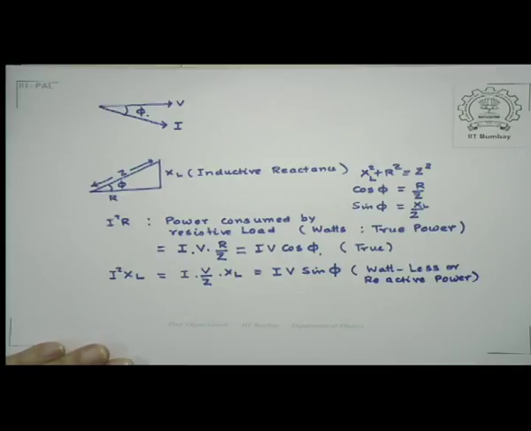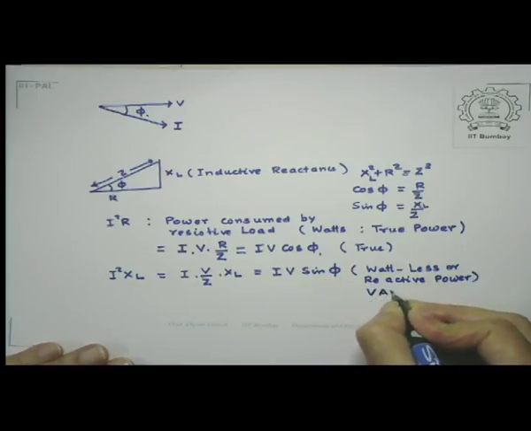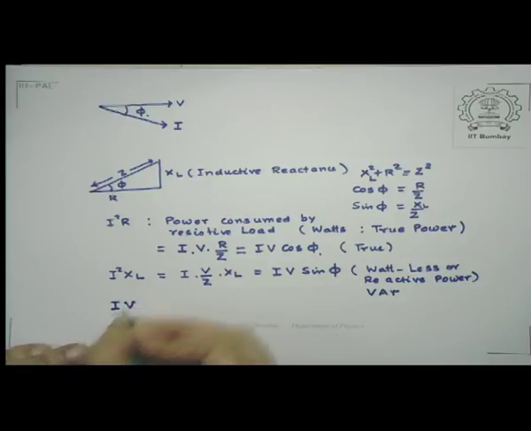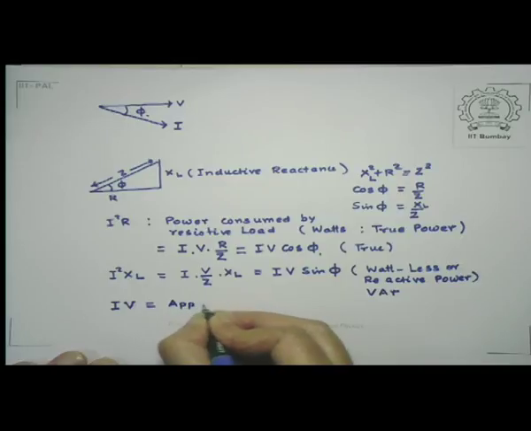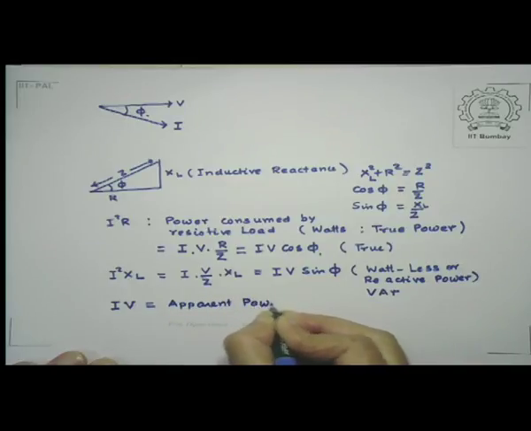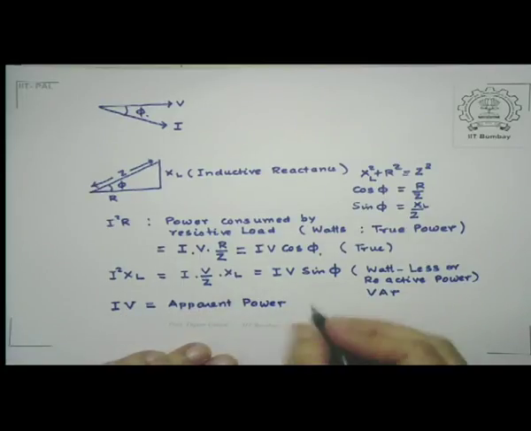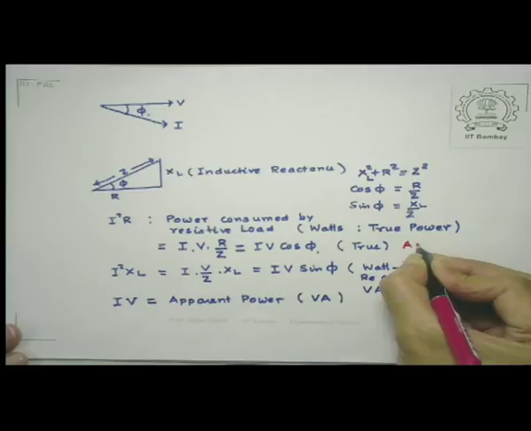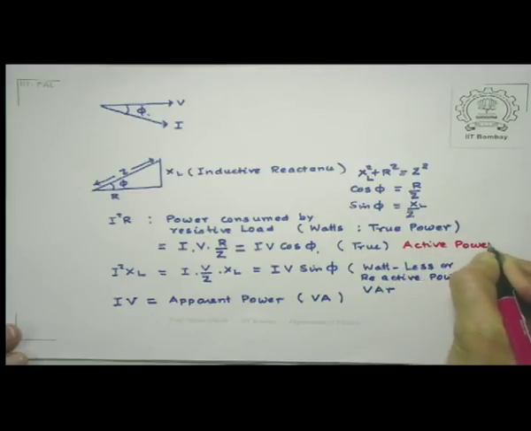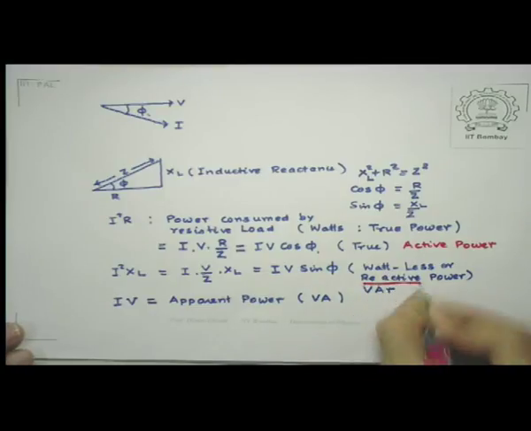Now, though the dimension of the wattless power is the same as that of true power, the electrical engineers prefer to measure it as volt ampere reactive or kilovolt ampere reactive, as the case may be. Now, the product I times V itself is known as the apparent power, which is the same as I square Z. And in this case, the unit in which it is measured is volt ampere or kilovolt ampere, as might be the case. The true power is also called active power, and this, as we have already pointed out, is called a reactive power.